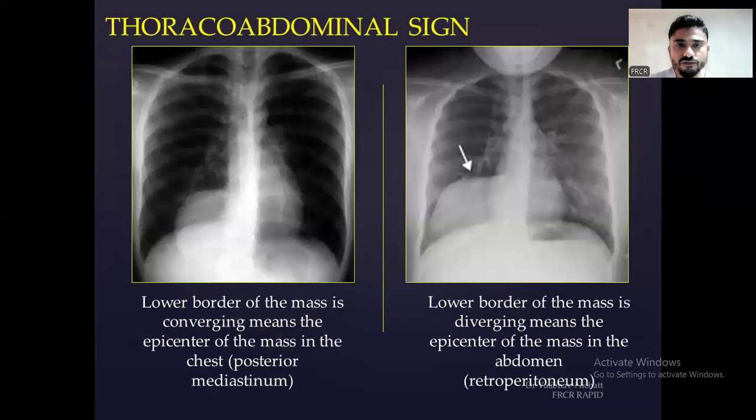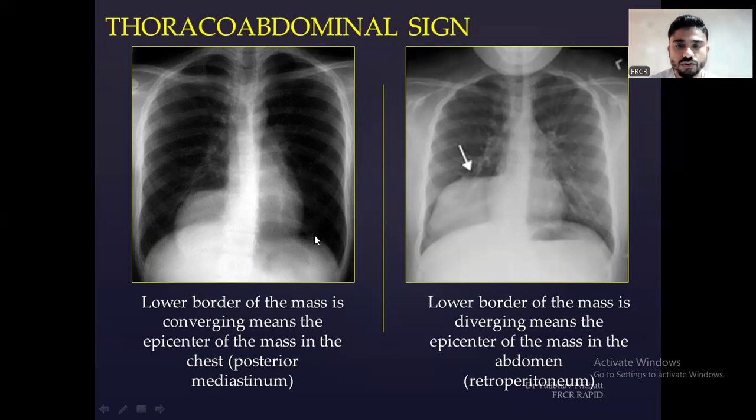For the other part of thoracoabdominal sign, you will have to guess whether the predominant epicenter of the mass is in the chest or in the abdomen. So the thoracoabdominal sign will help you distinguish whether it is a posterior mediastinal mass extending into the abdomen, or whether it is an abdominal mass extending into the chest, extending into the posterior mediastinum.